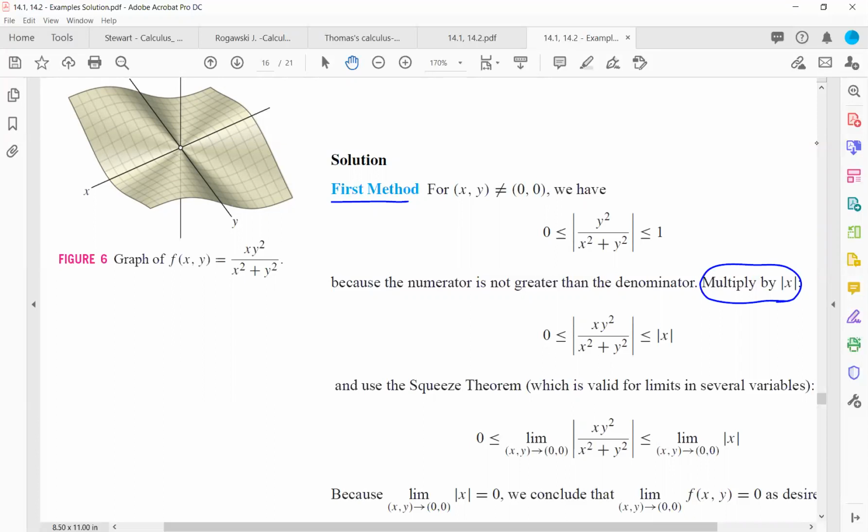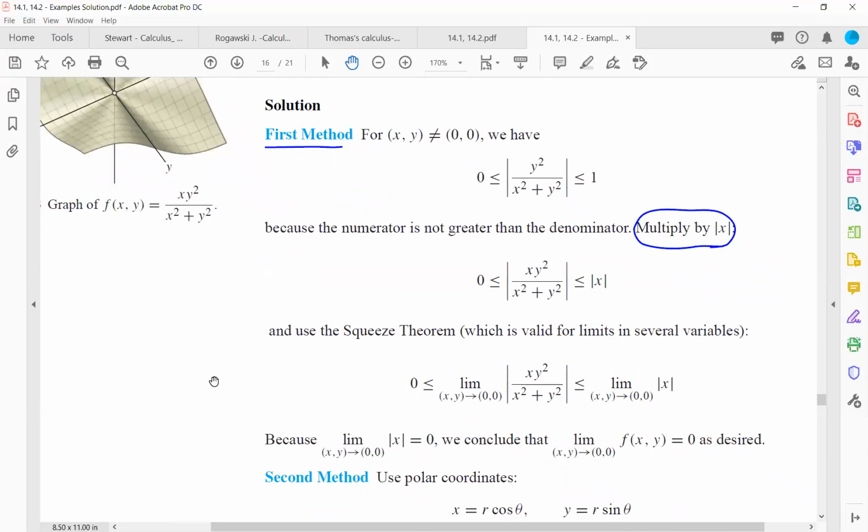Now, you can take the limit of both sides. The limit of 0 is 0, and the limit of the absolute value of x as x goes to 0 is 0. It means that by using the sandwich theorem, the limit of the function in between is also 0.